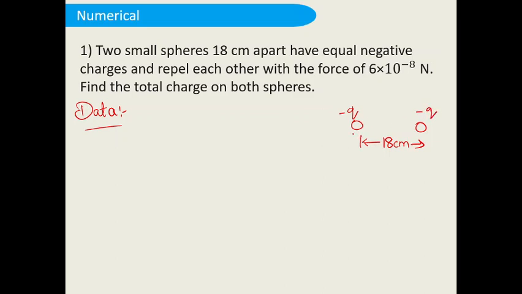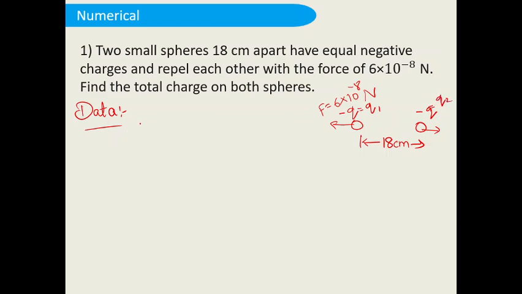Obviously, because of the same charges, they have a repulsive force. They are repelling with a force of 6 into 10 raised to power minus 8 Newton. Find the total charge on both the spheres. So find the total charge means q1 plus q2 we want to get. This is the value of q1, this is the value of q2.